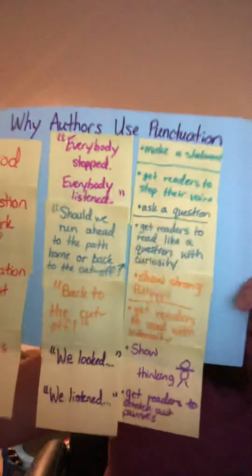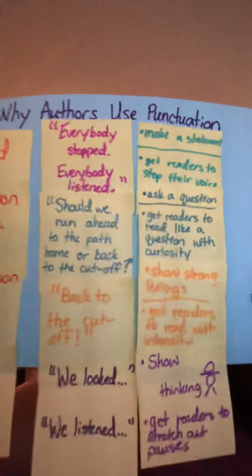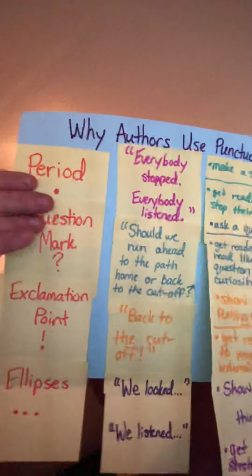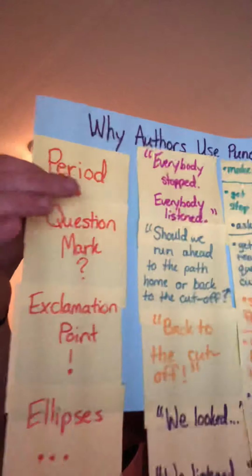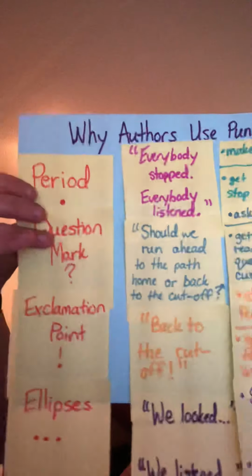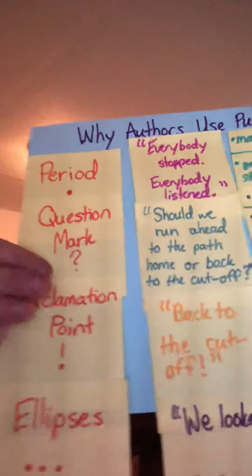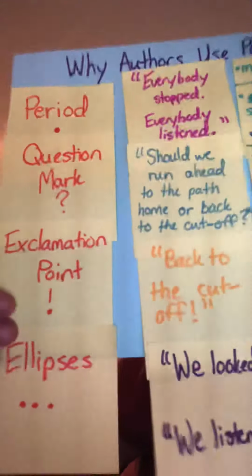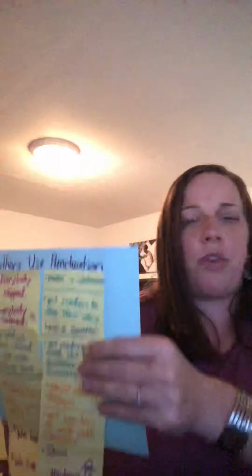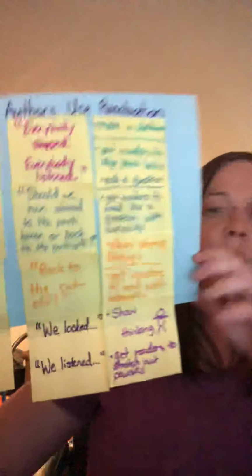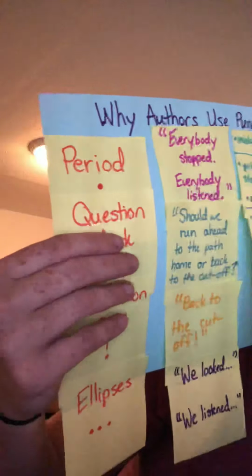So this is just a little thing that I put together quick. It says why authors use punctuation. So these were all the examples that I just shared. There's the period, and that's the dot. Then we have the question mark, so that's the hook with the dot, the exclamation mark, so that's the exclamation point, and the ellipses are those 3 dots, like where someone's kind of continuing a thought. So the first one I'm going to be really focusing on right now is the period.